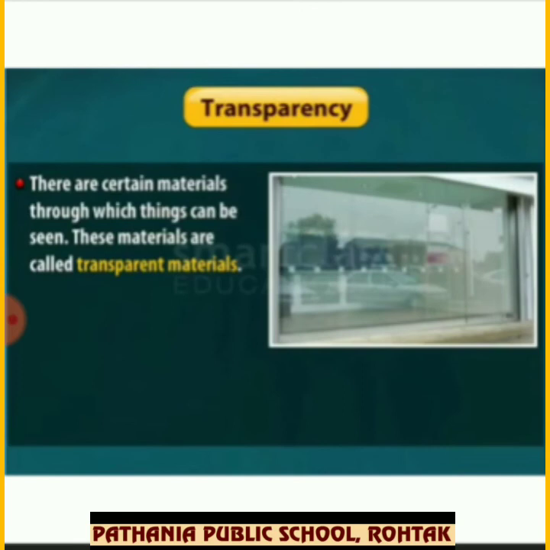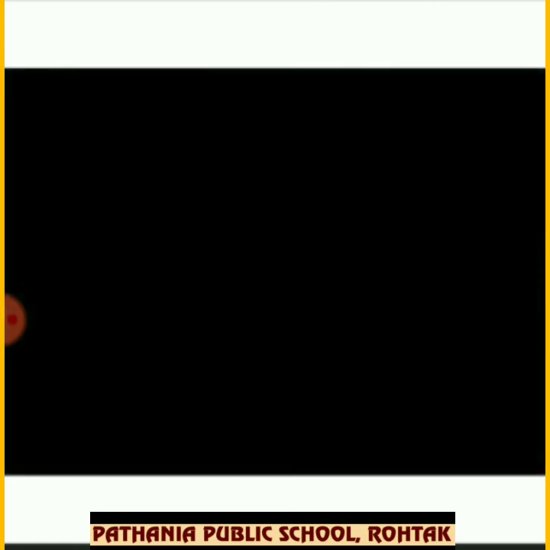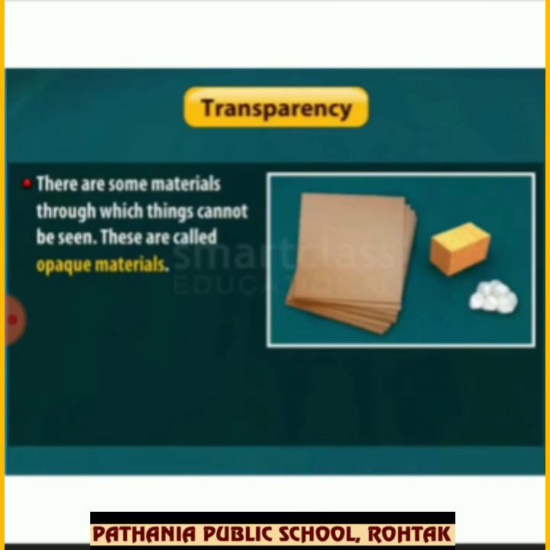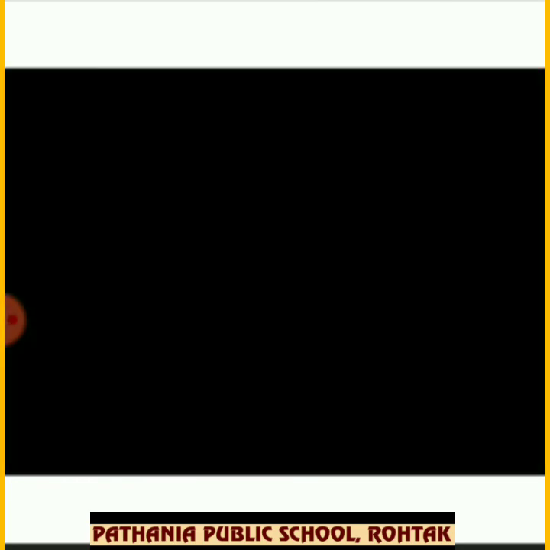Another is those materials through which we cannot see clearly, they are called translucent materials. For example, tracing paper, oiled paper, tissue paper, muddy water, and even clouds. So these are all examples of translucent materials. Then there are some materials through which things cannot be seen, which are called opaque materials, like cardboard, like brick, like the heavy objects through which we cannot see at all. Okay, all these are examples of opaque objects: cardboard, wood, metal, brick, stone, book, cotton.